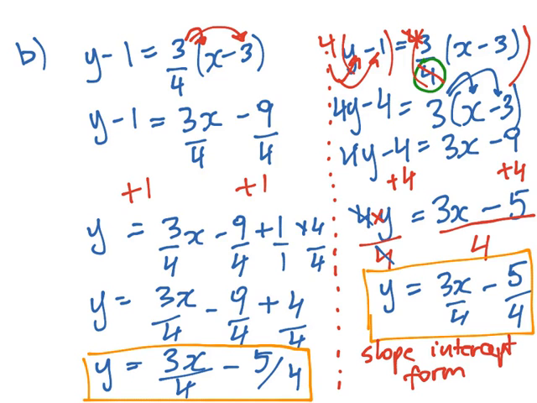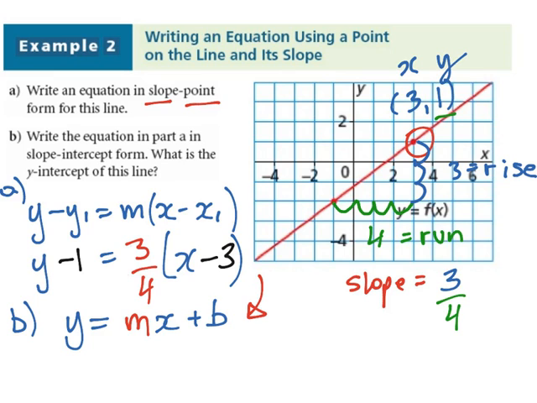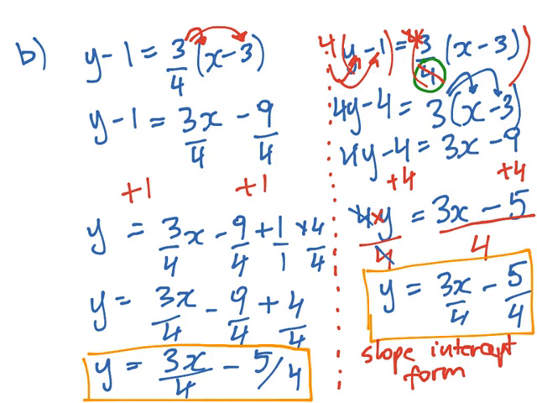The last question that has been asked is, what is the y-intercept? Meaning, what is the point right here? What is the y-intercept? We could get this from the slope-intercept equation quite easily. It is negative 5 over 4. That is the y-intercept.